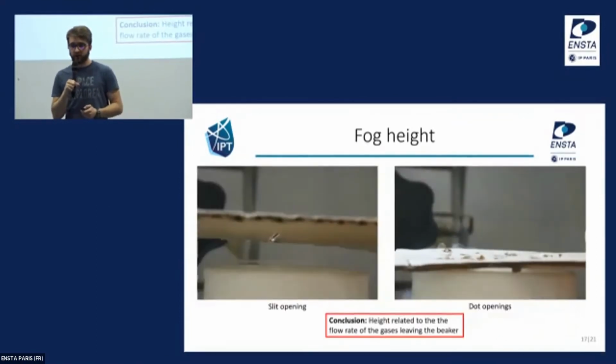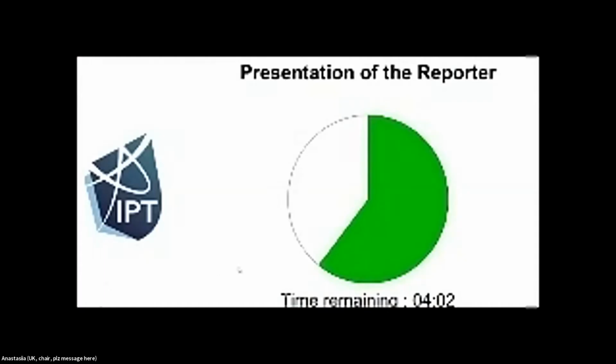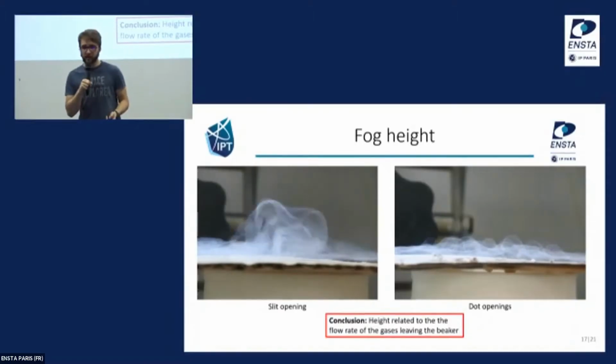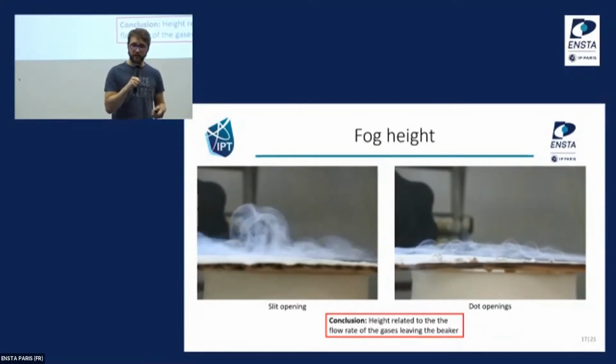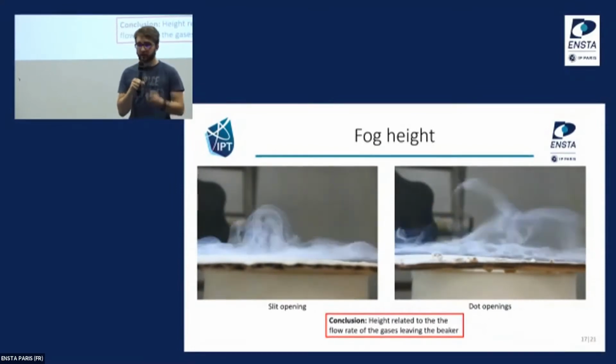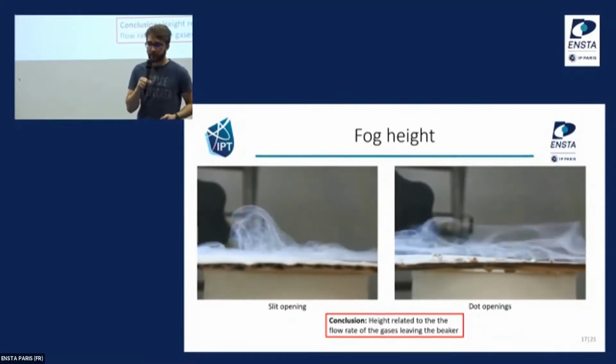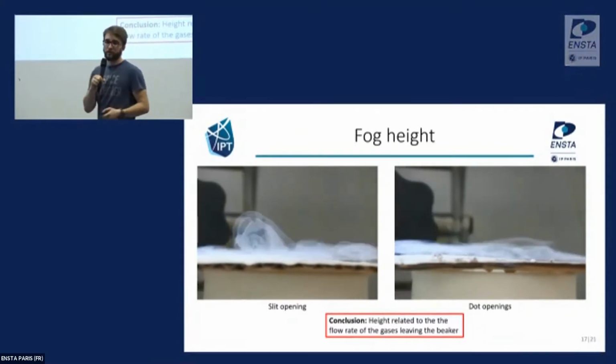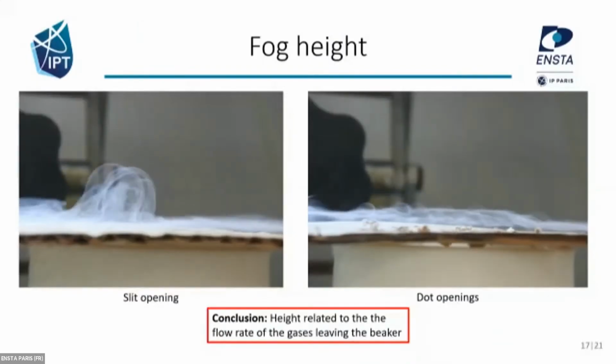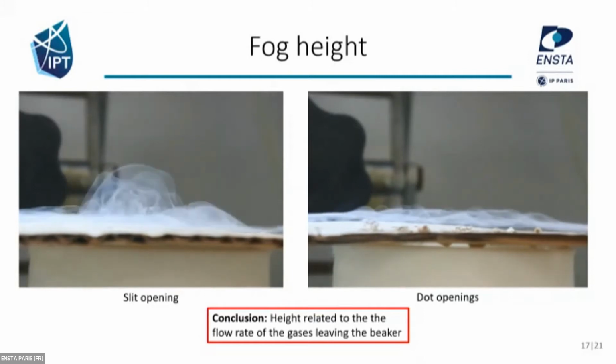We tried several different openings here, for instance, dot openings and slit openings, and consistently the fog is being projected higher than if it was just an open beaker up to the air. So the conclusion we get here is that the height is related to the speed of the gas simply coming out of the beaker.